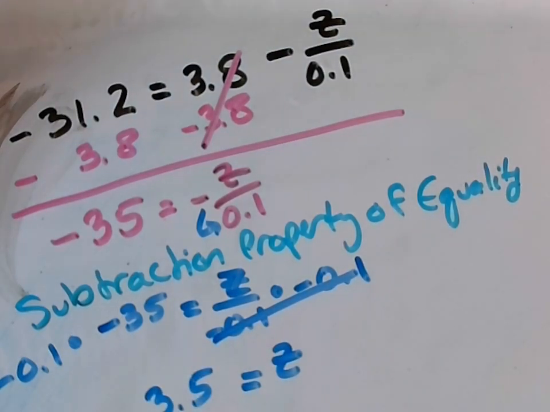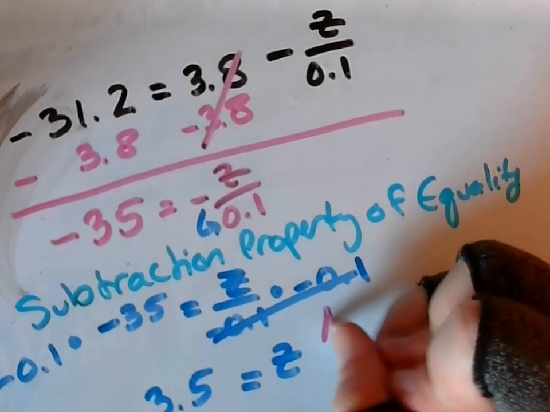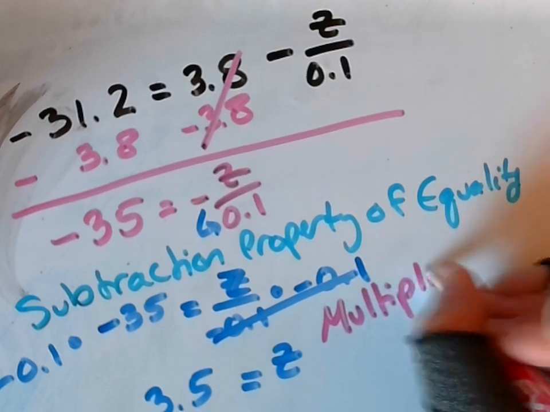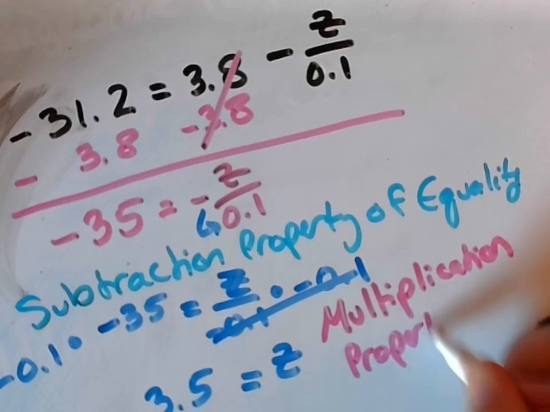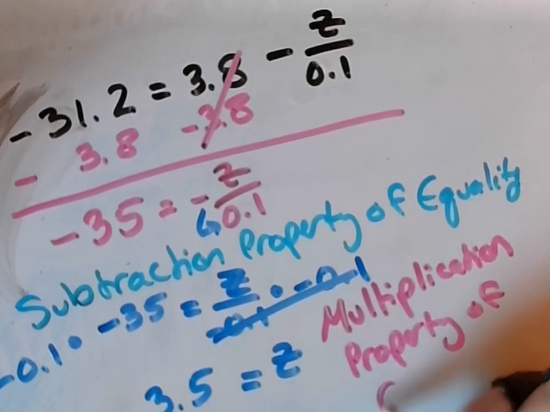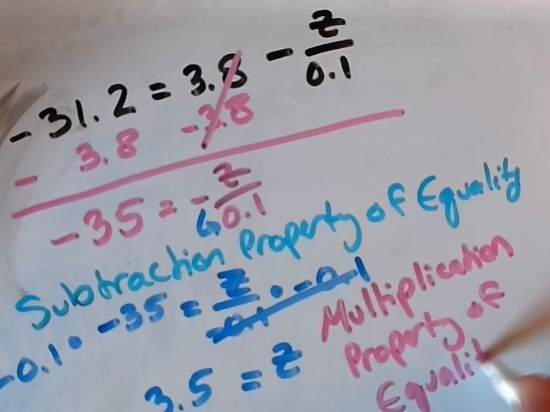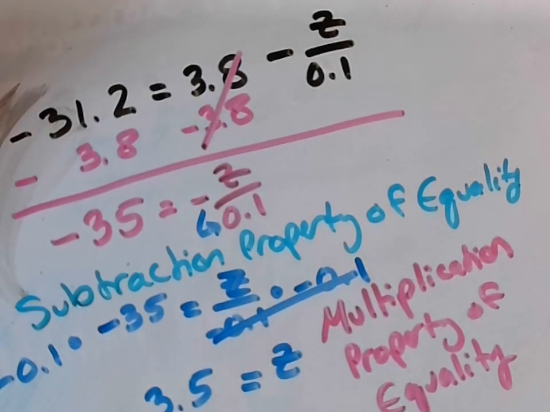equals 3.5. Okay, so what did we do? We multiplied. We used the multiplication property of equality. Hopefully this is making sense so far. Whatever we do, that we name the thing that we have done, and that's our property.